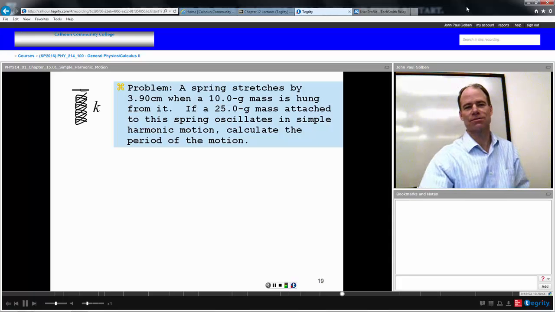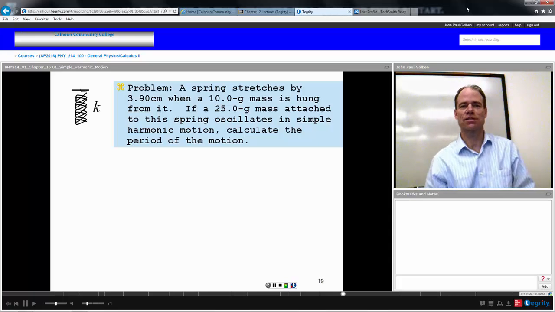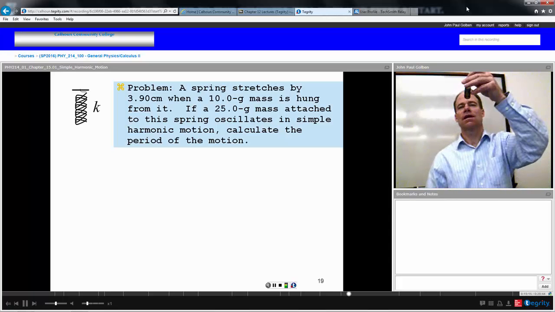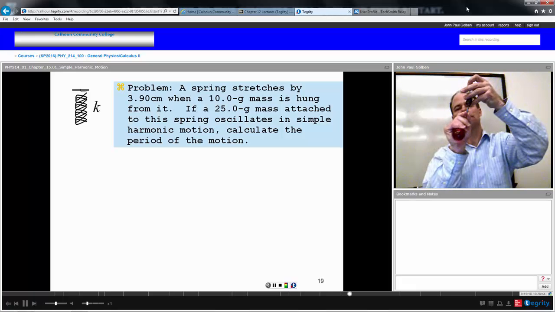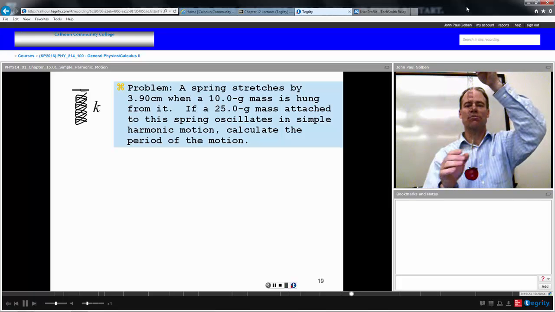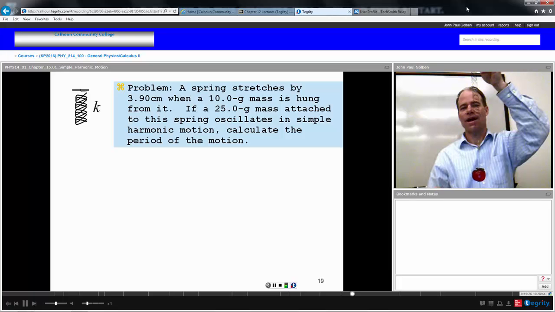Let's try this out. Here's a problem. A spring stretches by 3.9 centimeters when a 10-gram mass is first hung from it. If a 25-gram mass is attached to the same spring and it oscillates in simple harmonic motion, let's calculate the period of this motion. So I'm going to start with the spring, maybe something like this. I come along and I put a 10-gram mass on it, and because of that, it stretches and establishes a new equilibrium position. So at this point, I know that the spring force Kx going this way is equal to the gravitational force mg going that way.